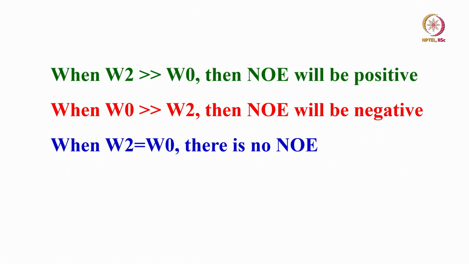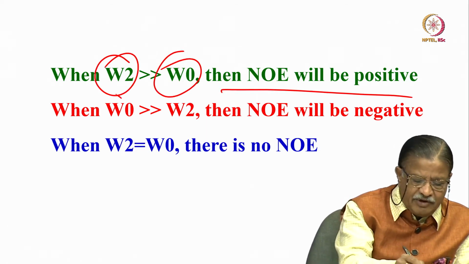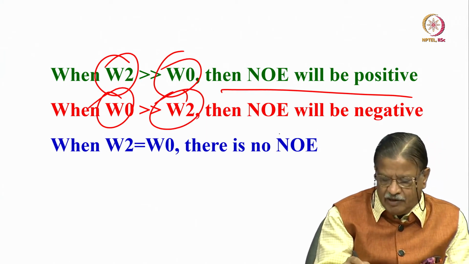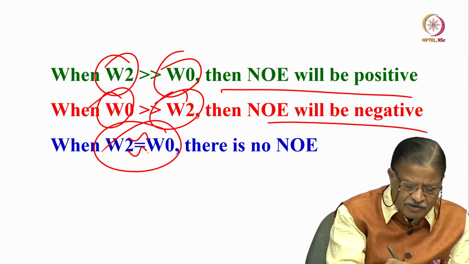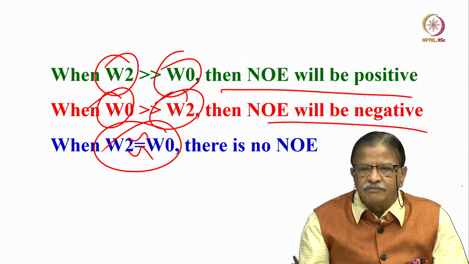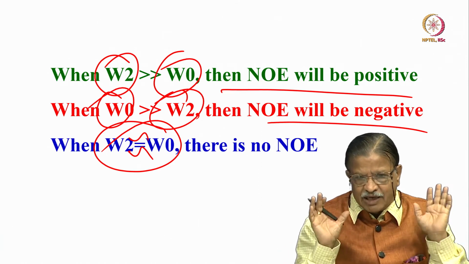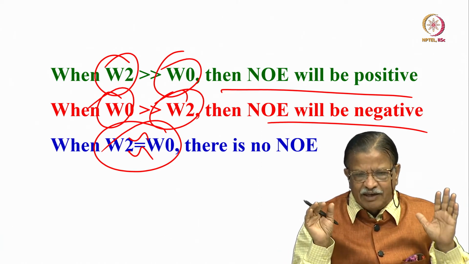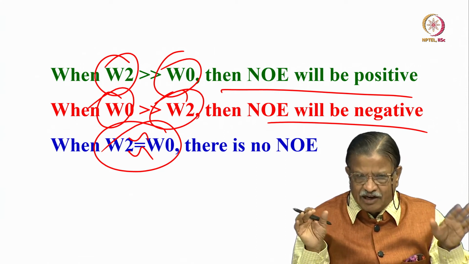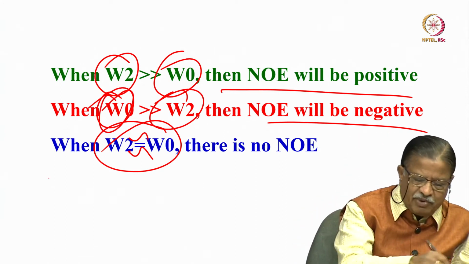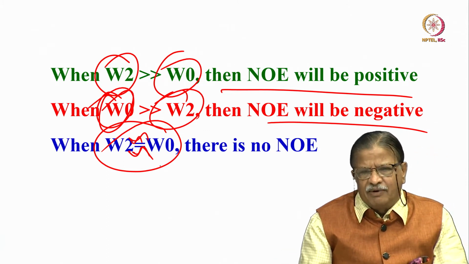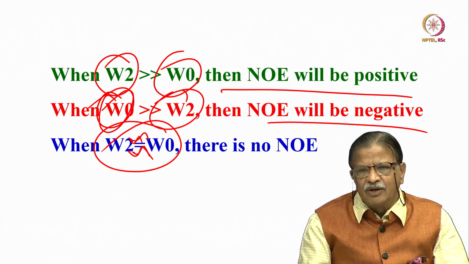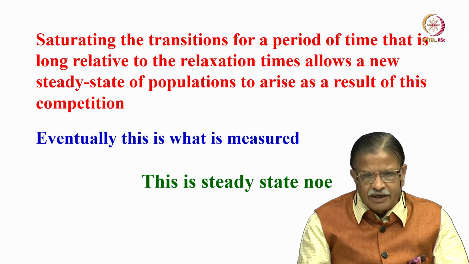So, in summary, when W2 is very much greater than W0, then NOE is positive. If W0 is very much greater than W2, NOE will be negative. If W2 is approximately equal to W0, not exactly, approximately, there is no NOE. This is the basic rule you must remember. When W2 is dominant, NOE is positive. If W0 is dominant, NOE is negative. When W2 is approximately equal to W0, there is no NOE at all. Okay.